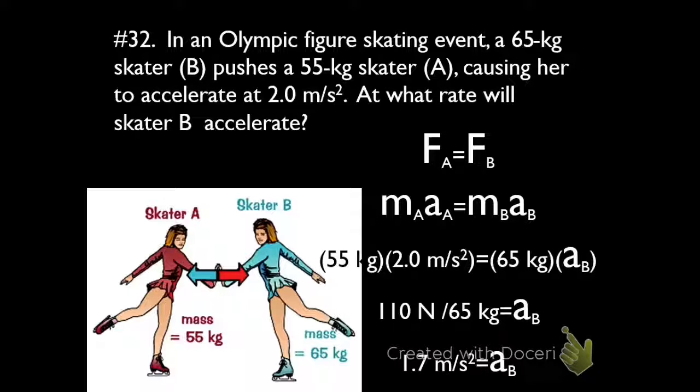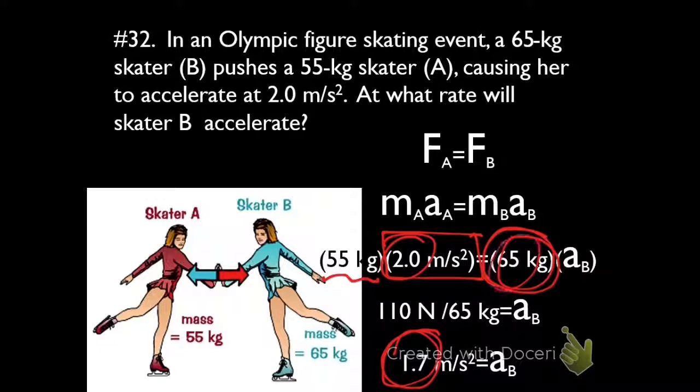A little logic check: does my answer make sense? Well, skater A has less mass, so an equal force will make it accelerate more than skater B. Or another way to think about it, skater B is more massive, so an equal force won't accelerate it as much. So I should get a smaller acceleration.